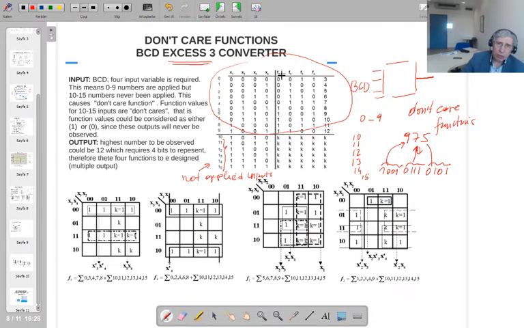For example, the first function here has got 6 ones. So these are 1, 2, 3. So this one is included in the function, right? And this one also. 6 of them. So the others are don't cares. So I can mark the don't cares with green. Don't care 1, 2, 3, 4, 5, 6. So this is this 5, 6.